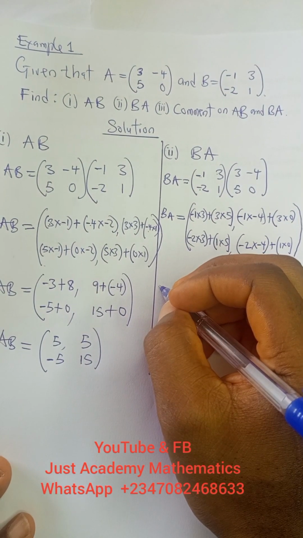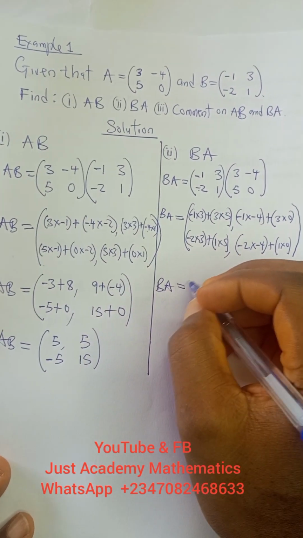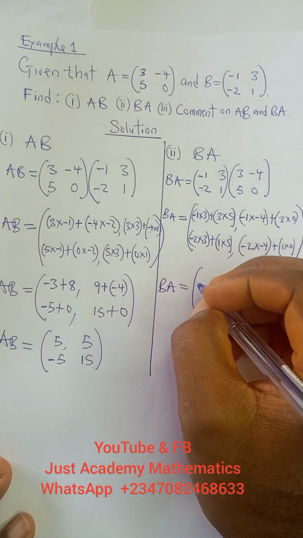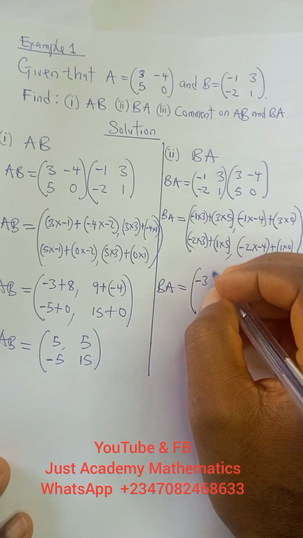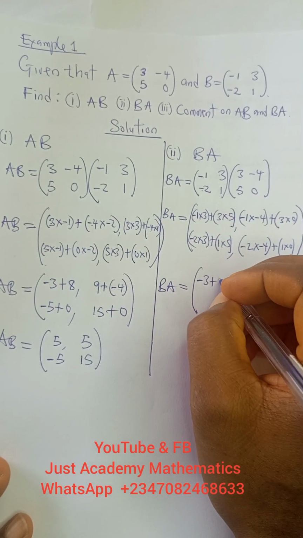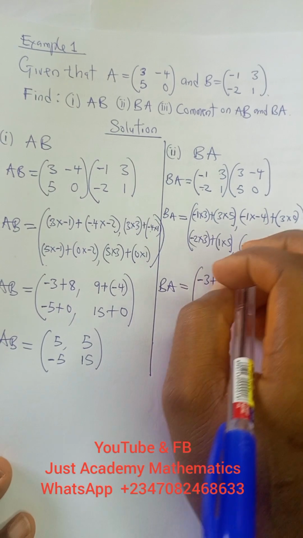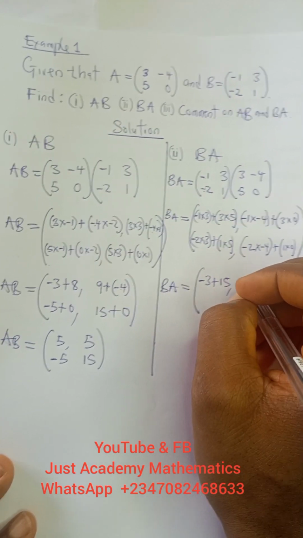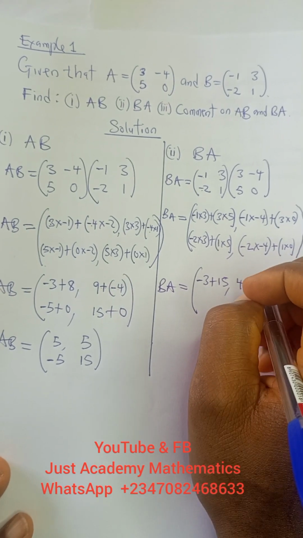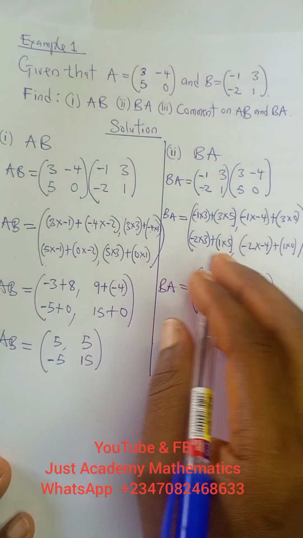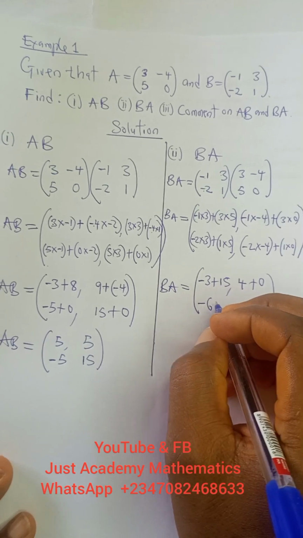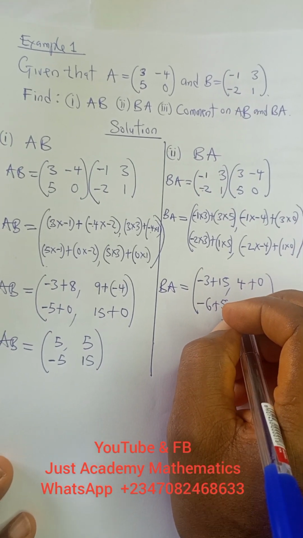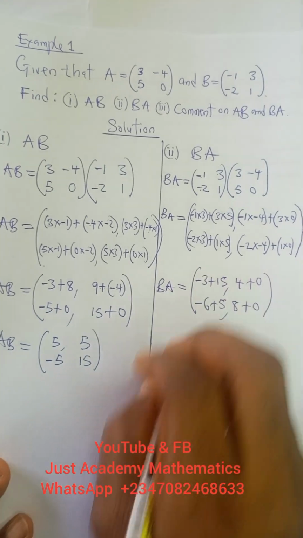So therefore we conclude that A times B is what? Minus 1 times 3 will give us minus 3 plus 15. Then we have minus 1 times minus 4, which is 4, plus 0. And we have what down here? Minus 6 plus 5. And we have what again? We have 8 plus 0.